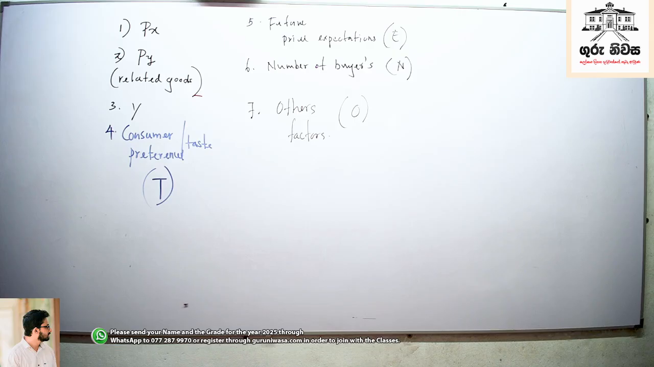Other factors: COVID-19. Then some political changes. Then can you remember the bomb blast, the Easter Sunday attack? So these are some other factors you can include, and cultural factors.